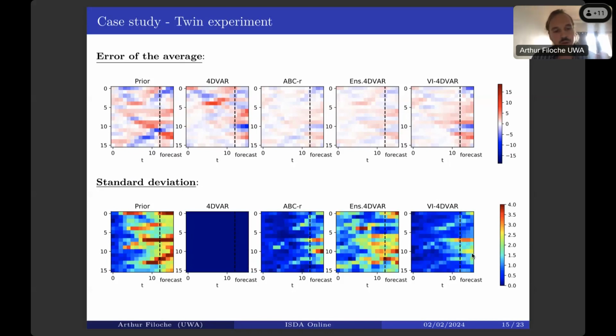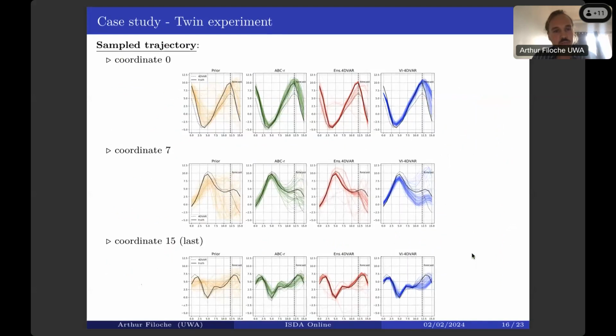Now, we can zoom in at the coordinate level and plot some of the trajectories. So the dotted line represents 4D-Var and the black line the truth. And for each algorithm, we have those different samples. So you can look at the behavior. One thing we can notice is that the ABC samples are well dispersed around the ground truth, while sometimes the ensemble members of the ensemble 4D-Var overfit, or even variational inference 4D-Var on average is a bit off. And also this point is kind of interesting, is that the variance during the optimization shrinks a lot.